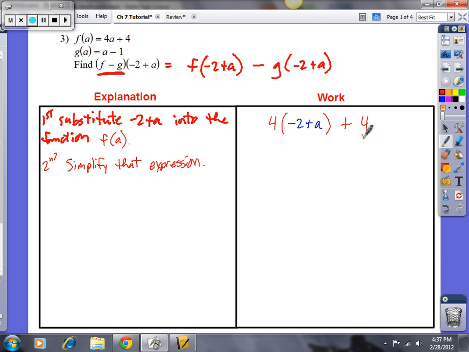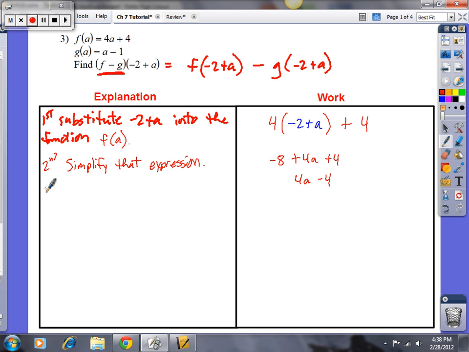Your work is going to be, and again, the more work you show, the better. So if you show me negative 8 plus 4a plus 4, I'm going to follow your step by step. And it's not simplified yet because you can always combine like terms, and this negative 8 and this 4 are like terms. So after you simplify it, you should end up with 4a minus 4.